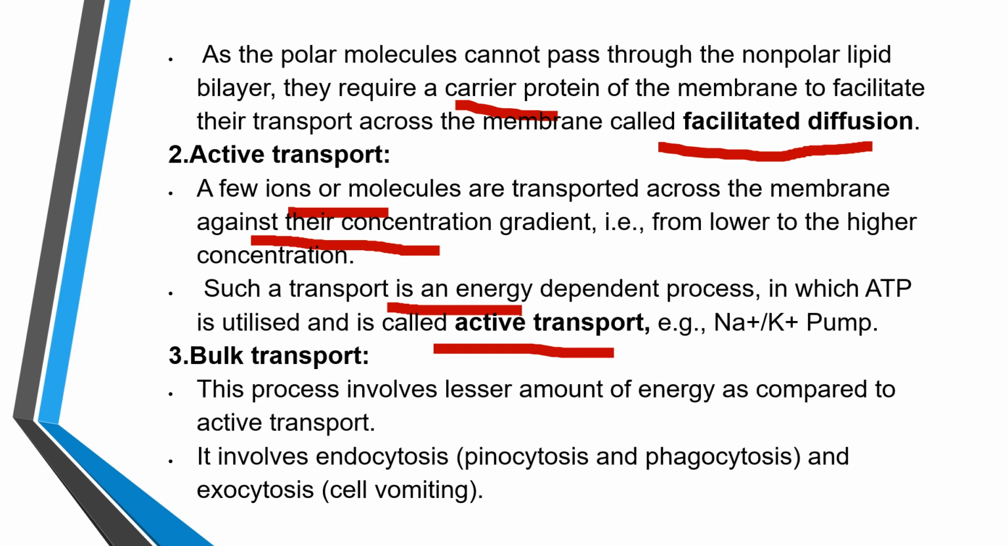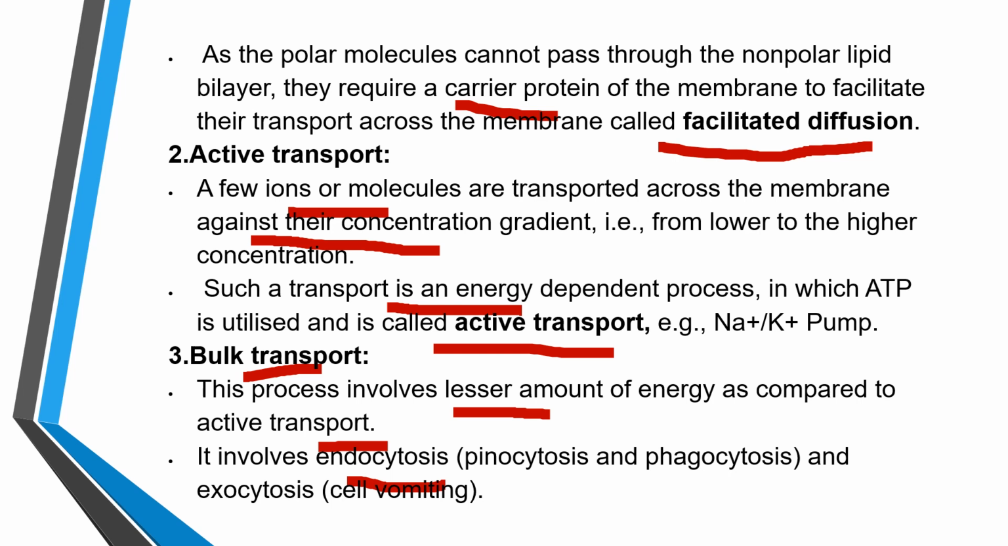Lastly, students, the third method is bulk transport. This process involves a lesser amount of energy as compared to active transport, and it involves especially endocytosis. Endocytosis includes two main terms: pinocytosis, which means cell drinking, and phagocytosis, which means cell eating. And exocytosis is also commonly called cell vomiting. So what is bulk transport? In this process, unlike active transport, a lesser amount of energy is utilized, and it involves endocytosis and exocytosis.